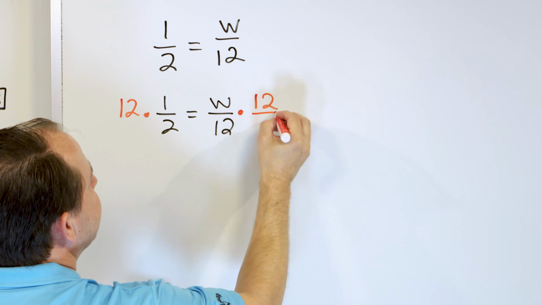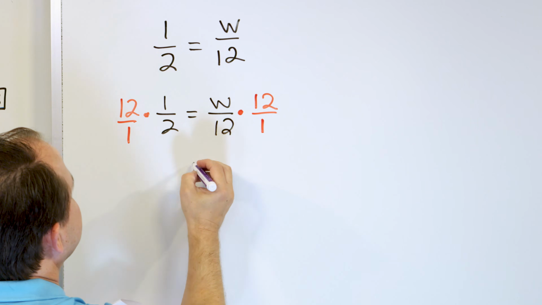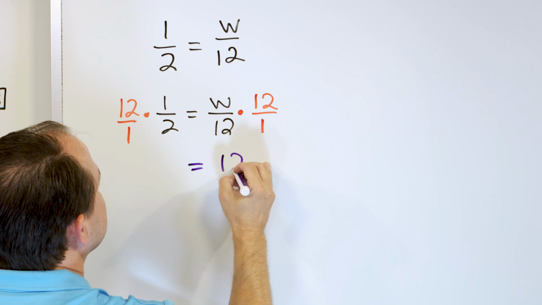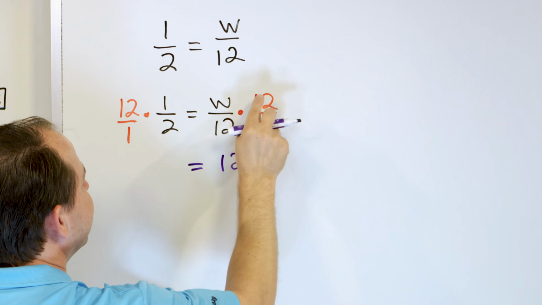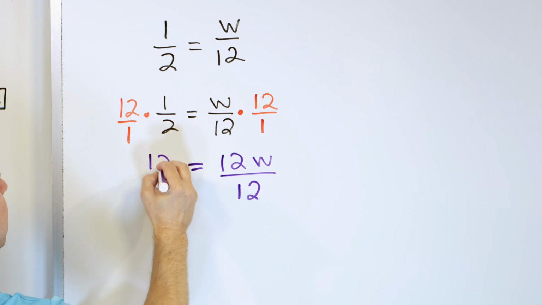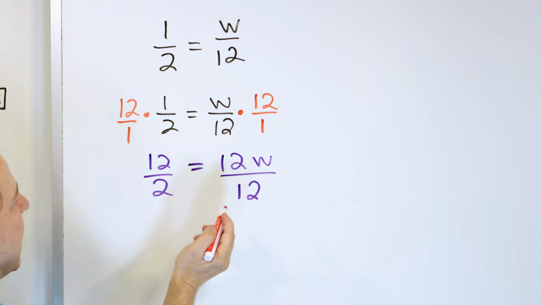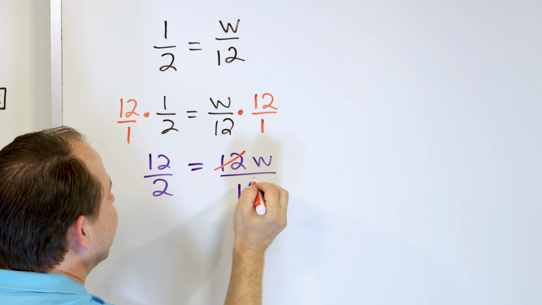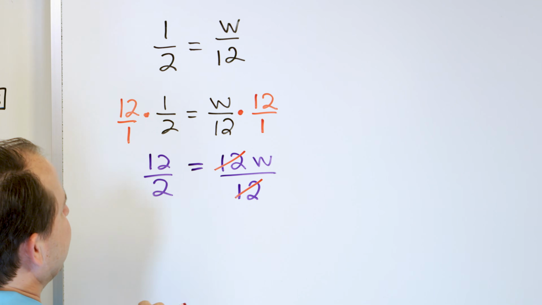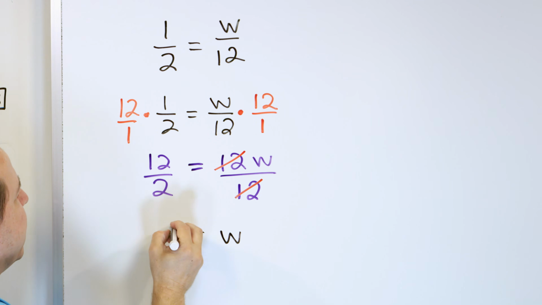And since we have fractions, we're going to write it as 12 over 1 as we're multiplying by 12, because we have fractions and that's what we do with fractions. Now, on the right-hand side, we're going to have 12 times W. We multiply the tops, 12 times W, we multiply the bottoms, and we get a 12. On this side, 12 times 1 is 12, and 1 times 2 is 2. We're just multiplying fractions. That's all we're doing. Now on the right-hand side, we have a 12 divided by 12, and that's why they cancel and disappear, because 12 divided by 12 is 1. So on the right-hand side, all that is left is W. That's what we want. And on the left-hand side, 12 divided by 2 is 6.